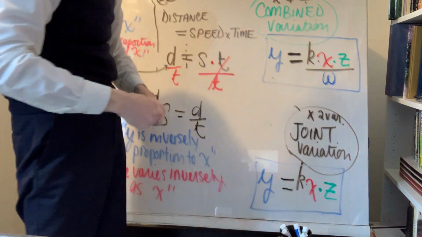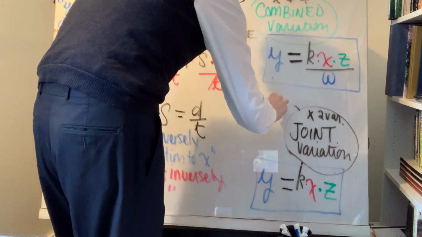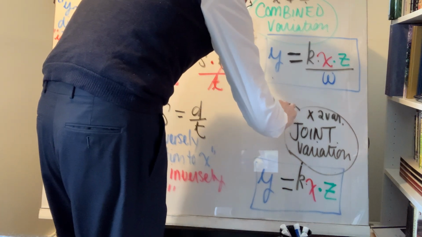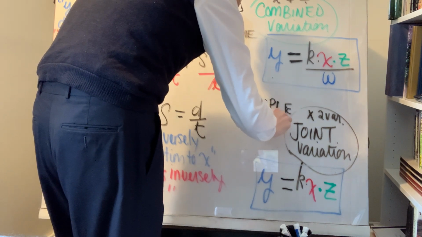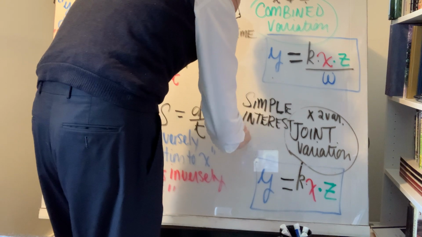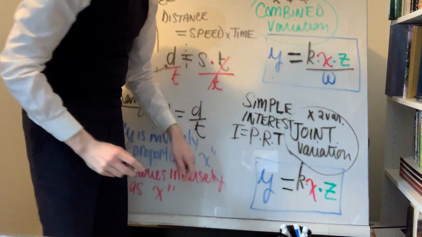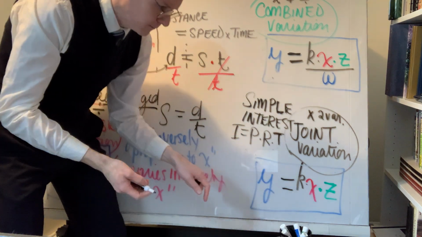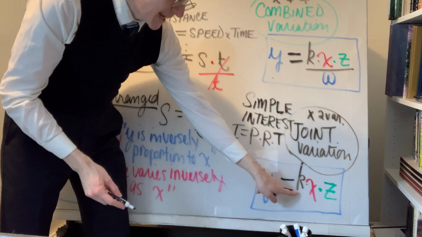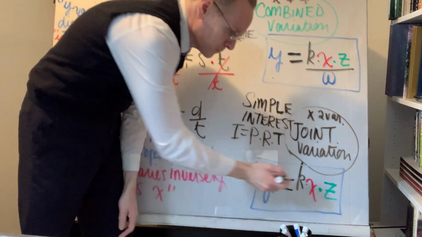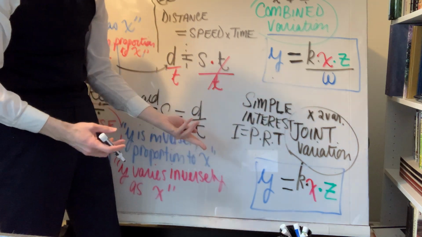A joint variation problem would be something like simple interest. We had discussed that a while ago. Last week, I shouldn't say, it's not that long ago. Simple interest is I equals P times R times T. So what if they're capital letters? It doesn't matter, right? It's three things being multiplied, just like K times X times Z is three things being multiplied. That would be an example of a joint variation.